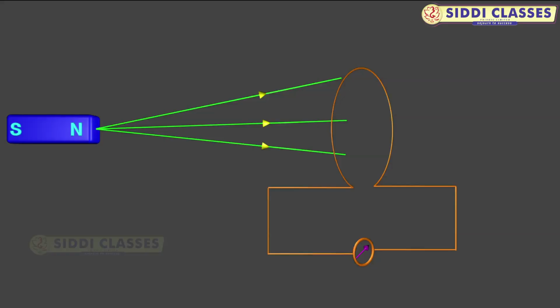As we are seeing in the figure, this is a conducting coil. A magnet is placed nearer to the coil. Due to this magnet, some magnetic flux will be cut by the coil. When the magnet is stationary, the magnetic flux cut by the coil is constant. You cannot find any current in the circuit.